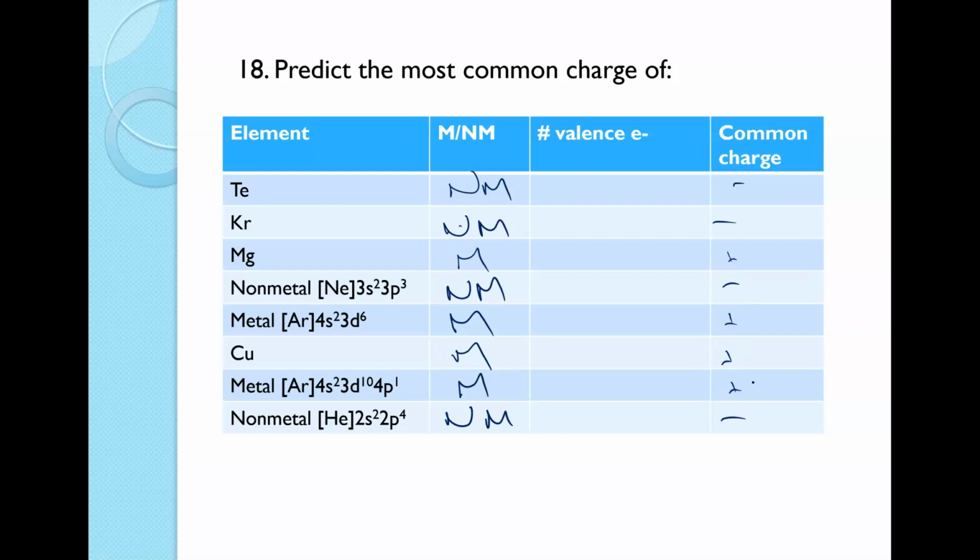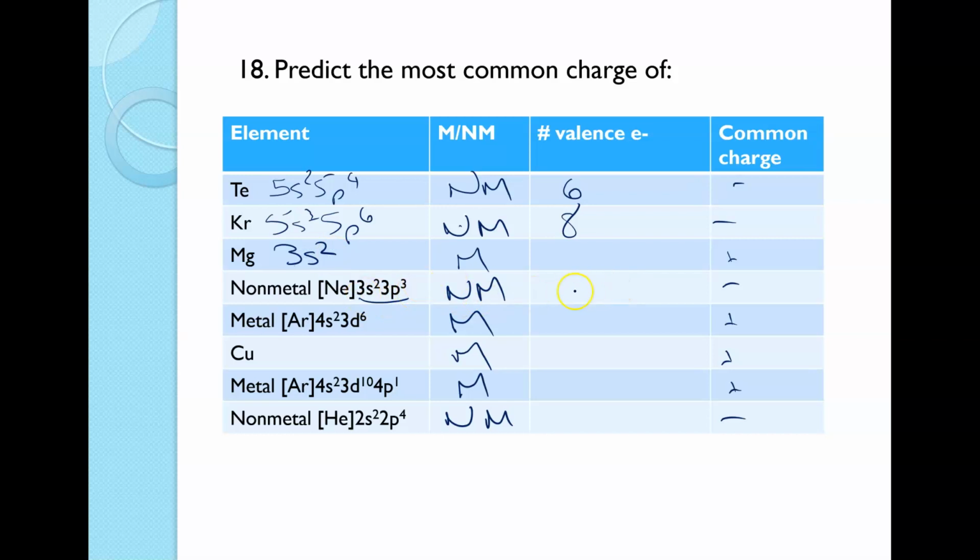Okay, so the valence electrons. Tellurium is 5s2, 5p4, so it has 6. Krypton is 5s2, 5p6. It has 8. Magnesium is 3s2.